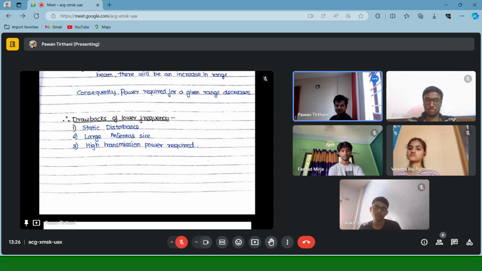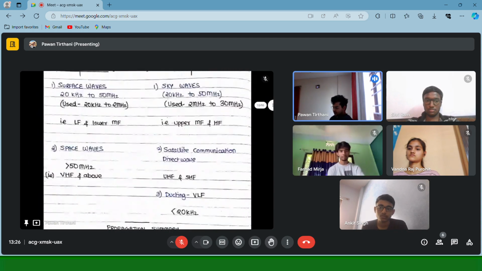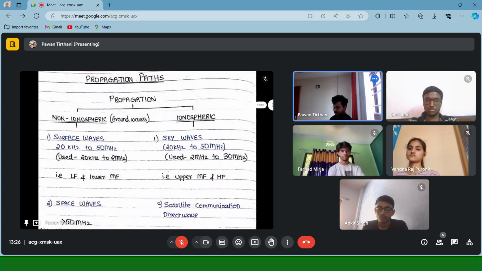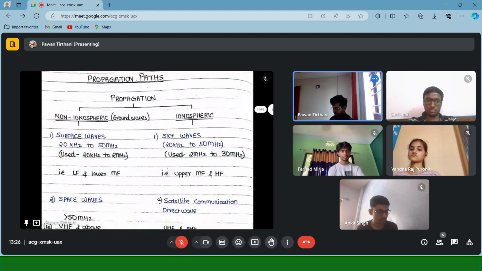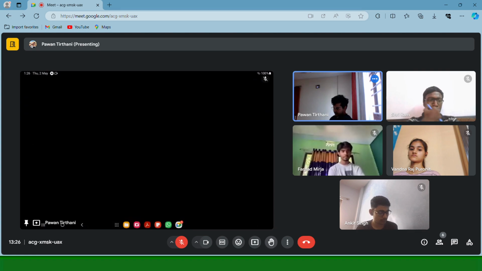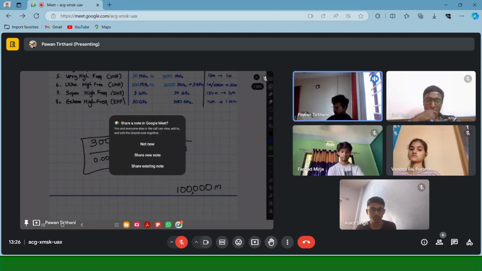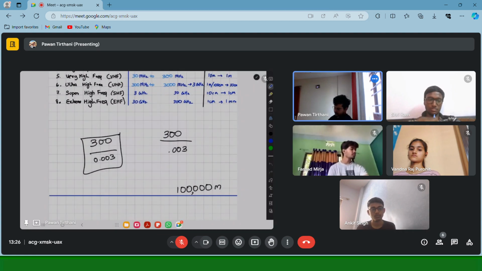Okay. Now, talking about the different types of propagation. Propagation paths are of the following types. This is where we stopped yesterday, and this is the same place where I'm going to continue from today onwards. The revision for last day is done. Now I'm going to teach you the coming steps.